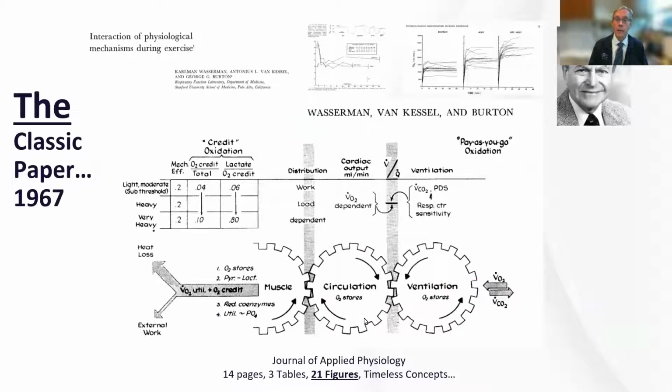I'm going to go on here. So I think if you want to read one paper in exercise physiology, it's really this classic paper that was done by Dr. Wasserman and Van Kessel and Burton back in 1967. And almost every important concept in respiratory physiology is in there, including the first drawing of the gears, which I'm showing you here. So I think we all owe a great debt to Dr. Wasserman. He really was the grandfather of this entire area of exercise physiology and using gas exchange to understand what's going on in the muscles. So one paper, it's big, it's 14 pages, 3 tables, 21 figures, which of course nobody would publish today, but they were able to do it in 1967.